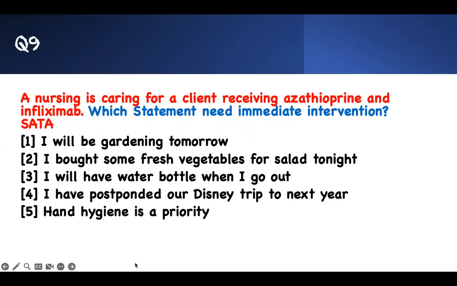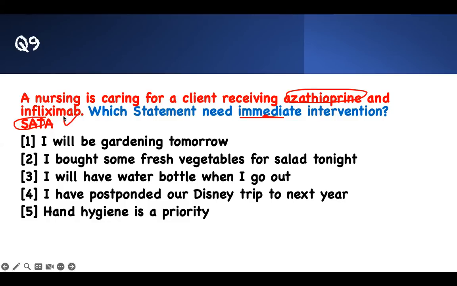Number 9, which statement needs immediate intervention? Select or apply. As you can see, I read from the back and I know what I'm going to do. It's a select or apply and I need intervention. And this is caring for a client receiving azathioprine and then infliximab. Pharmacology, you have to recognize the medication. There's no way you can answer a question of pharmacology without recognizing them. So I want you to pay attention to them, picture them in your eyes and say, I know this medication. Of course, you're not going to know all medications on the boards, but the key ones are what I like to give you, and those you have to recognize.